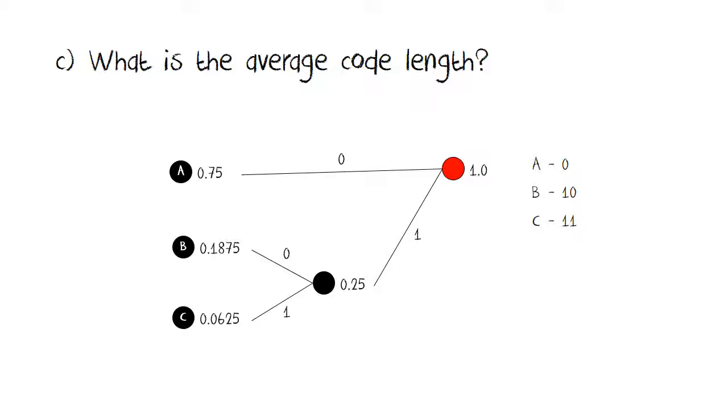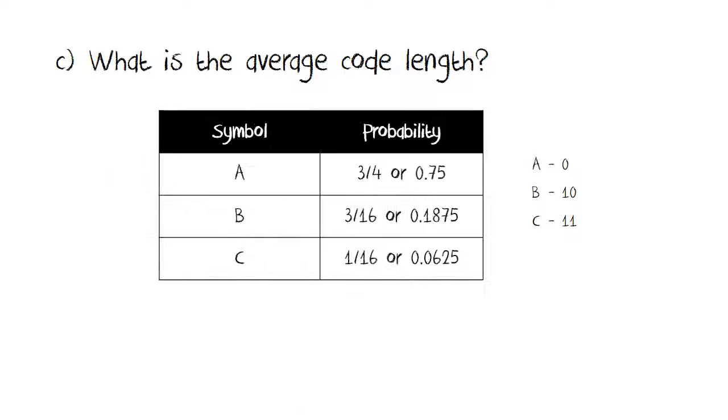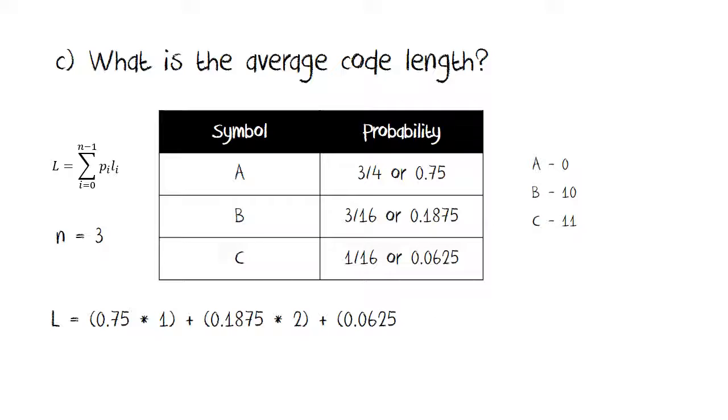Let's remove the tree and bring back the symbol probability table. Finding the average code length is simply the weighted average for all of the symbols. This is the equation we'll be using to find the average code length. You can see it's simply the sum of the probability times the length for each symbol. Again, n equals 3. And when we fill in the values for L, we get the following equation. Subbing this into a calculator, we will get L equals 1.25.